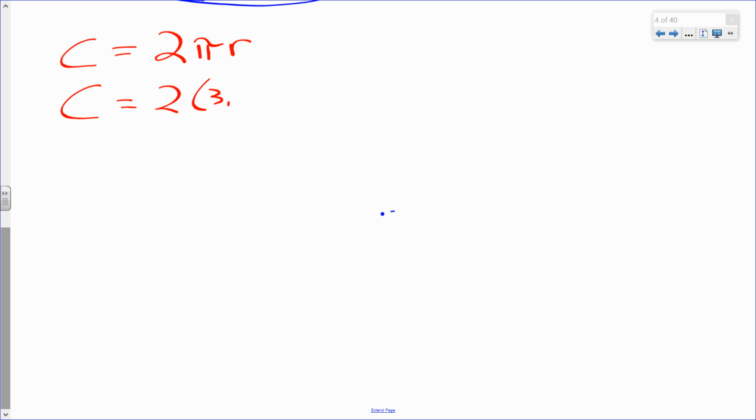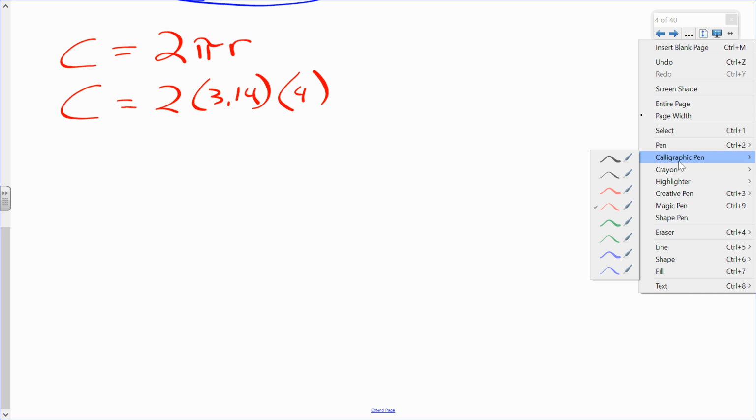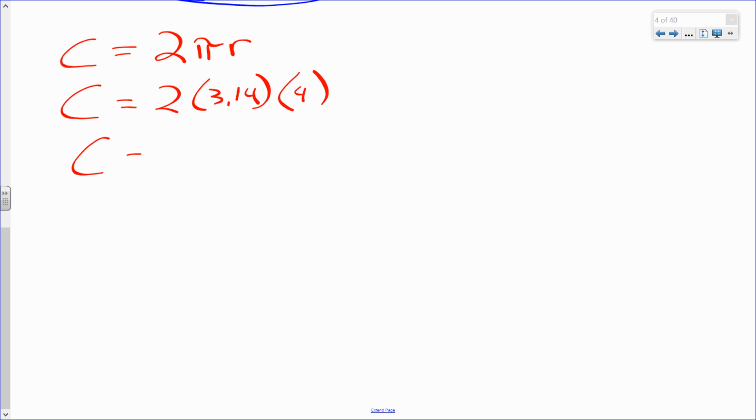2 times 3.14 times the radius, which is 4. So circumference then is 6.28 times 4, right? 2 times 3.14 is 6.28. Someone with a calculator help me out. 6.28 times 4. Awesome. Okay. Normal feet, because it's circumference only, not square feet, but normal feet.